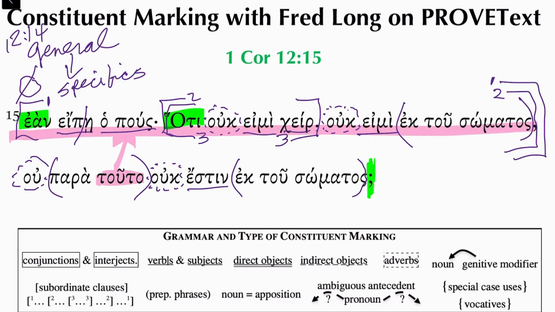And so this whole if clause in 15a, if the foot says, because I'm not a hand, I'm not from the body, this is what would be considered a left dislocated framework. This is a framework. These constructions mark some dislocation. We've already noted some dislocation, or I should say not dislocation, but discontinuity. There's some discontinuity with what has gone before.